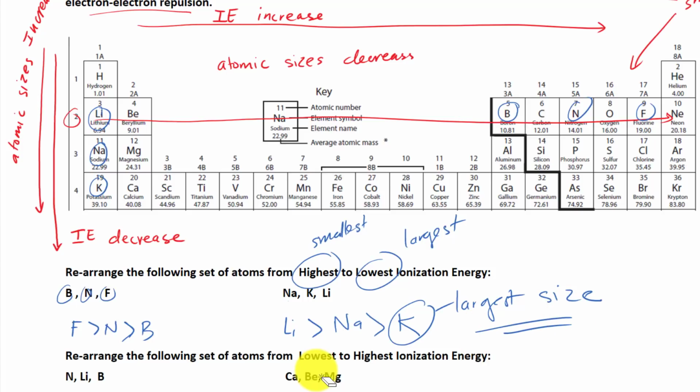Now let's try another set. In this case, we are rearranging from lowest to highest ionization energy. Nitrogen, lithium, and boron. So going from lowest to highest, remember, going across, what happens to I and E? Ionization energy increases. So the lowest one will be all the way over here. Of course, that would be our lithium, followed by boron, and lastly, nitrogen.